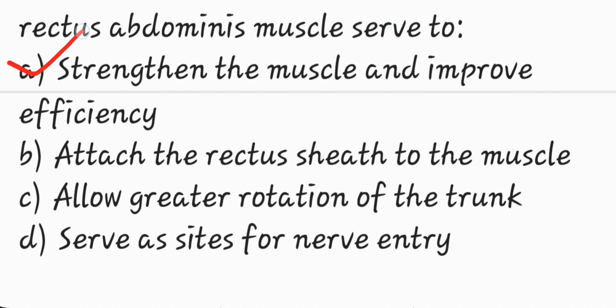So option A is correct, because attaching the rectus sheath to the muscle is not their function. Allow greater rotation of the trunk: rotation of the trunk is not a function of the rectus abdominis muscle, so the intersections will also not contribute to it. Serve as a site for nerve entry is also not the correct one. So option A is the correct answer.